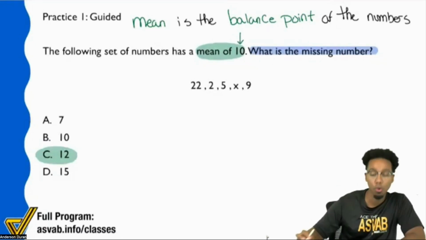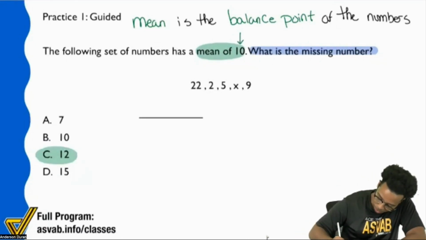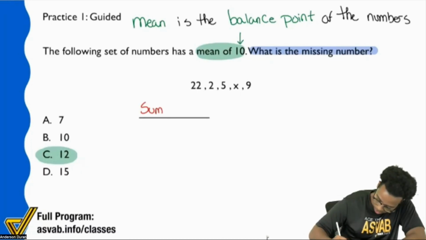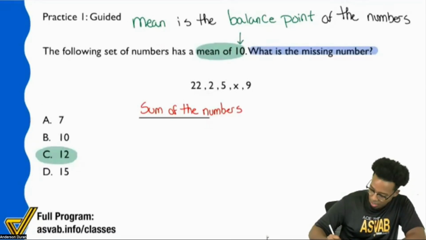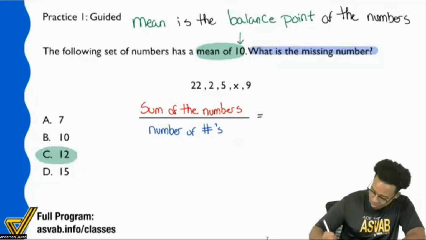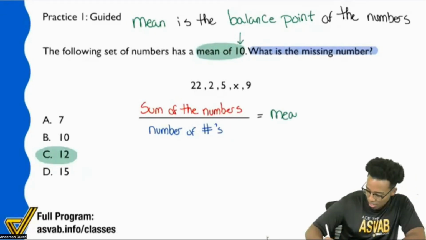Let's write our formula. Everybody, the formula again was what? Sum of the numbers, and then what's in the denominator, everybody? What do we divide by? Yeah, we're going to divide by the number of numbers. That's right. The number of numbers. And that's going to equal the mean, or your average. Okay, let's take care of business.